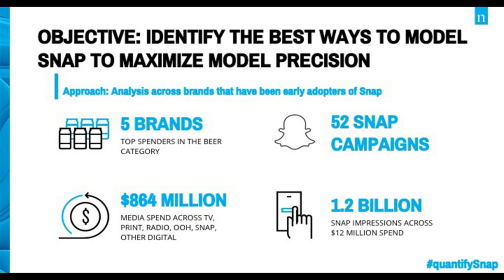And here we looked at Outbev, those 5 beer brands that represented some $800 million in spend, of which Snap was roughly $12 million, spanning some 50-plus campaigns and roughly over 1 billion impressions. So a lot of weight, they've done a lot of different things, and it was a great opportunity for brands to learn from other brands in a very similar space, what's working and what might be opportunities to get even more out of that Snap-specific investment.